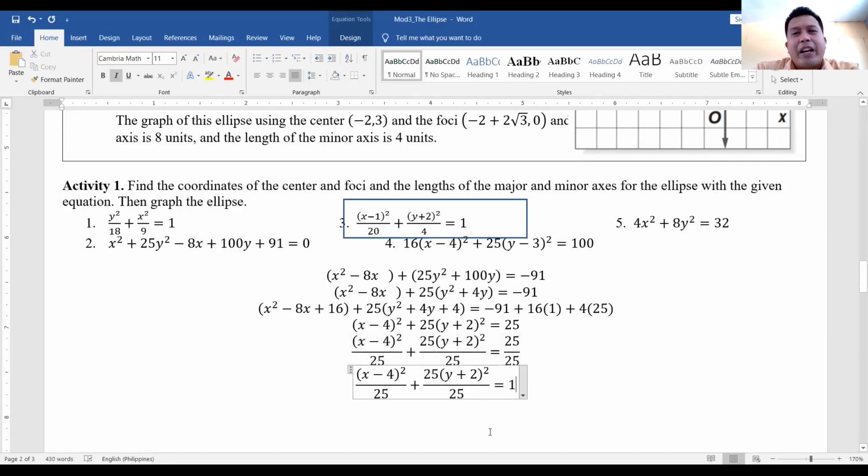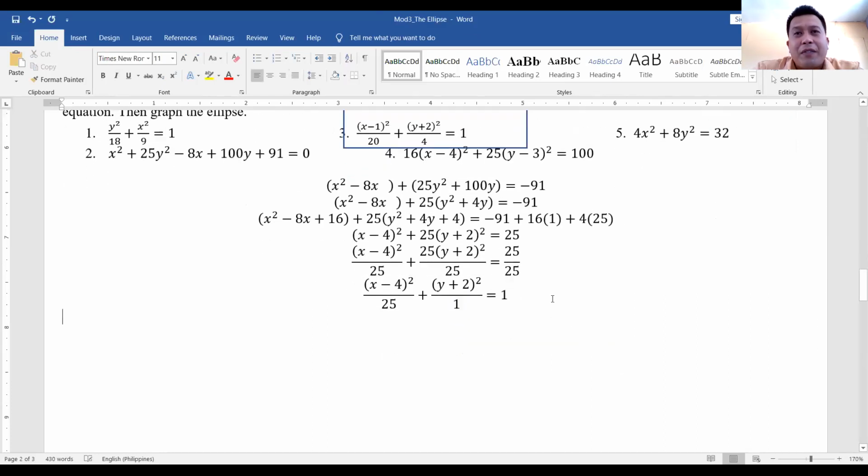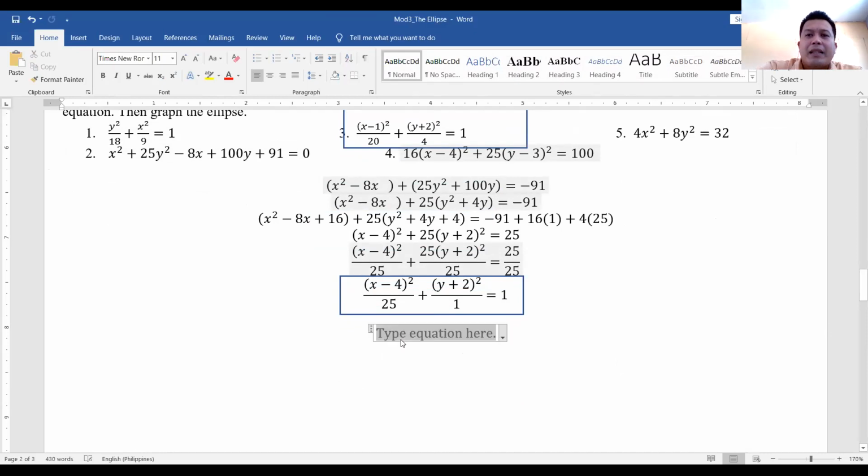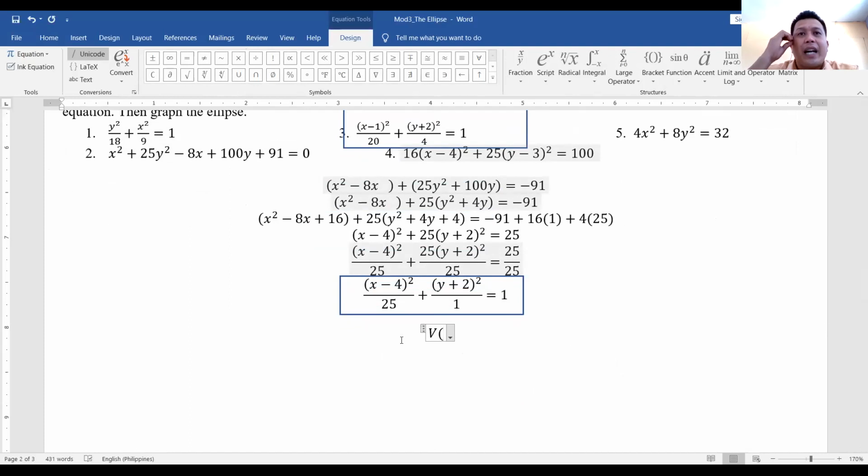And now, simplify it further. What about 25 divided by 25? This will also be equal to 1. And 1 divided by 25 stays at 1 over 25. So therefore, we now have this expression as our standard form of the equation of the ellipse in number 2. So the center here is equal to 4 and negative 2.